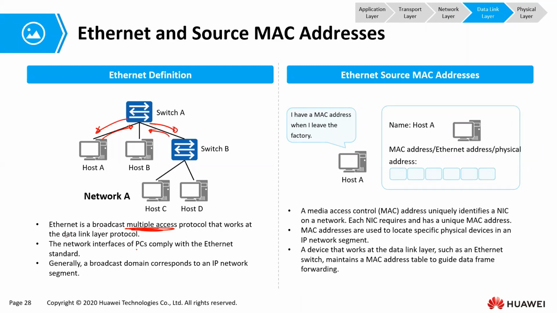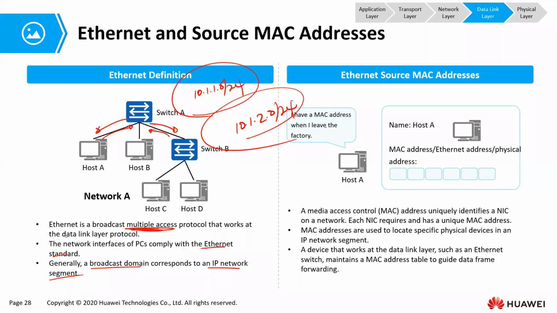The network interfaces of PCs comply with the Ethernet standard. And generally, a broadcast domain corresponds to an IP network segment. We shall get to the details of this shortly. But what we are trying to say is that a broadcast domain corresponds to a single network, like 10.1.1.0/24. This will be a broadcast domain.